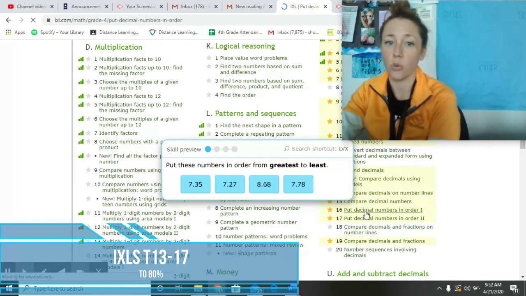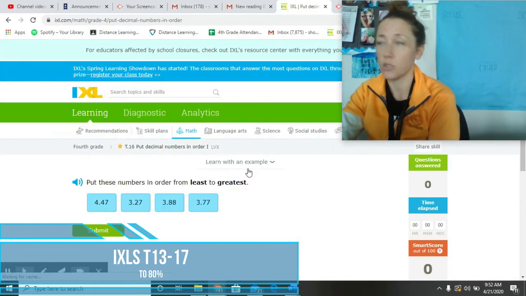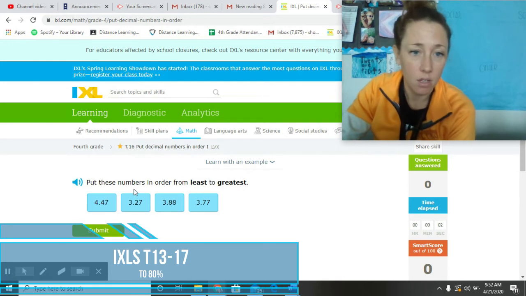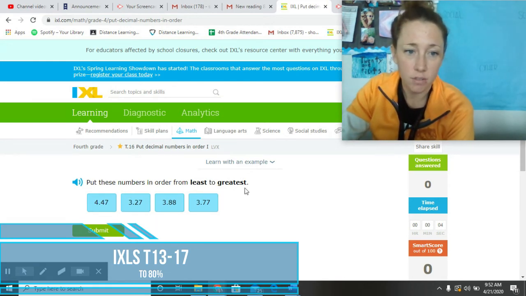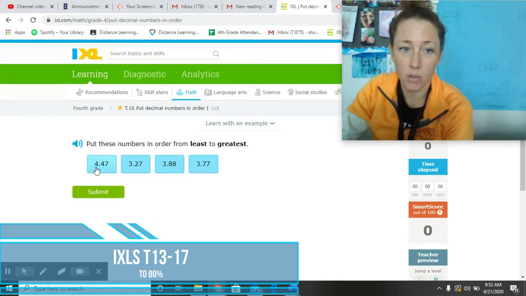We'll put decimals in order from greatest to least. So let's do a couple of these because we did a bunch in our packet. Oh, least to greatest. So I'm going to start by looking at the whole numbers. I have a 4, I have a 3, I have a 3, and I have a 3. So I know this is my biggest number. So I'm going to bring it over here because it's a 4.